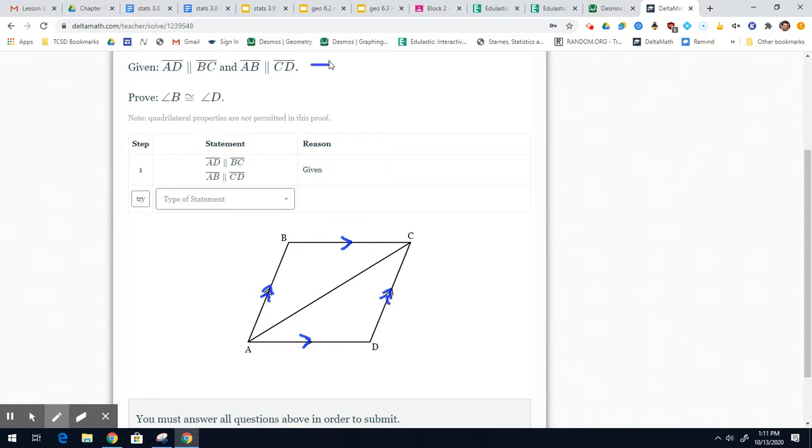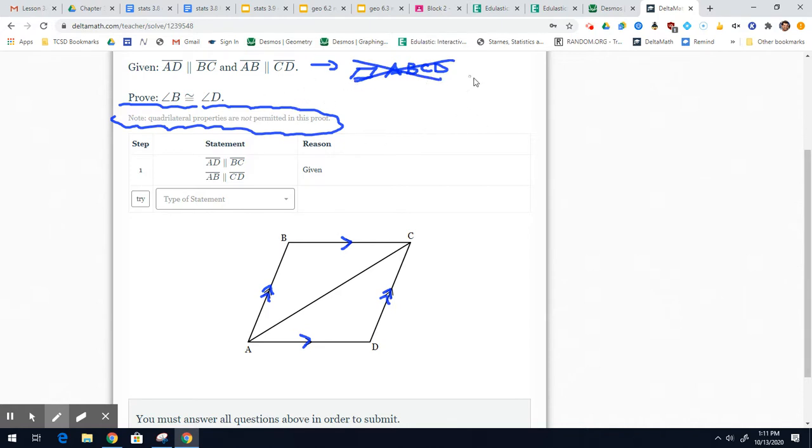So this actually makes this a parallelogram. So this quadrilateral ABCD is actually a parallelogram. But it says right here, don't use the quadrilateral properties. B and D are opposite angles, so they will be congruent, but we're not going to use that idea. Okay, but it is a parallelogram.